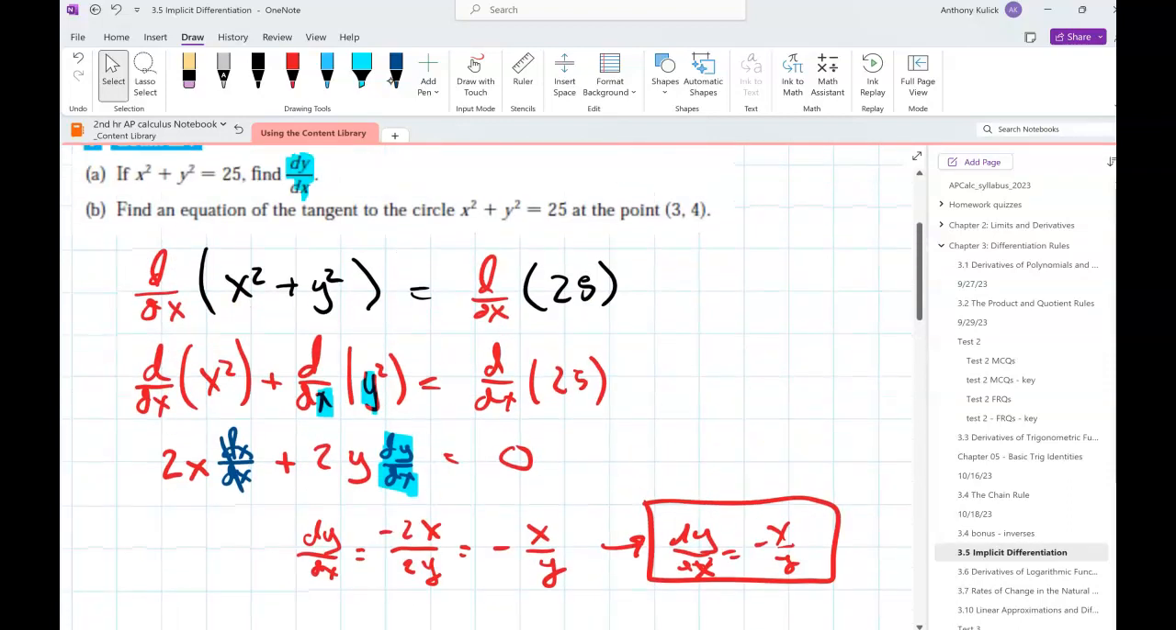So that's part A. Part B says, find the equation of the tangent to the circle at the point 3, 4. To write the equation for a tangent line, what do we need? The slope. A point and a slope, right? Do we have the point? Yep. So all we need is the slope. How are we going to get the slope?